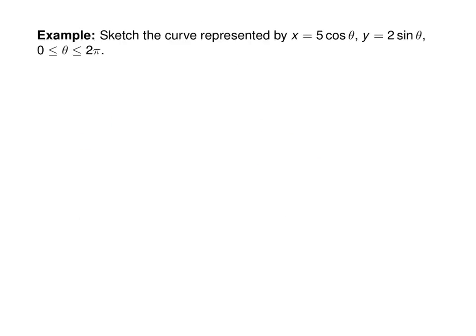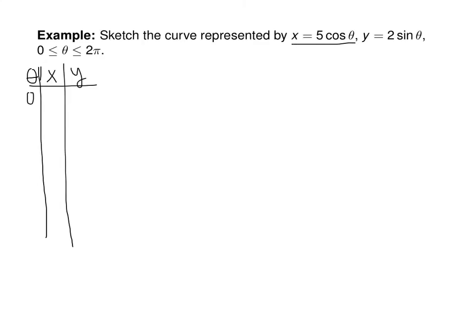Sketch the curve represented by x equals 5 cosine theta, y equals 2 sine theta, for theta between 0 and 2 pi. So this time our parameter is theta, so we'll make a table with theta, x, and y. Alright, so when we input 0, 5 cosine of 0. So cosine of 0 is 1, so we'll have 5 times 1 is 5. Sine of 0 is 0.